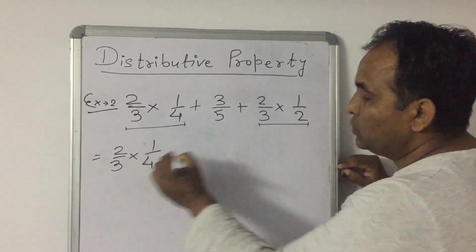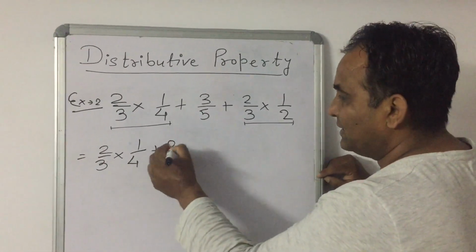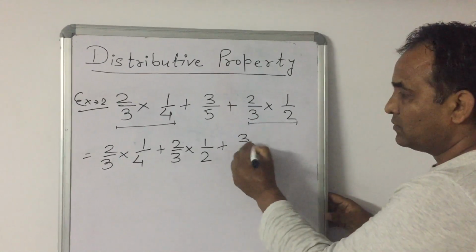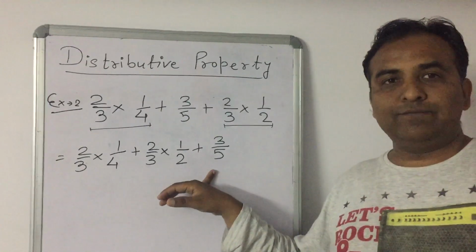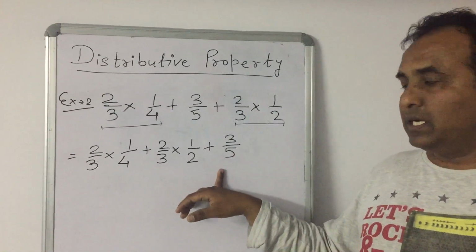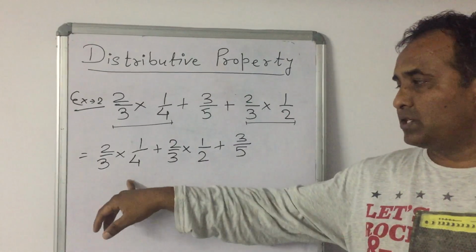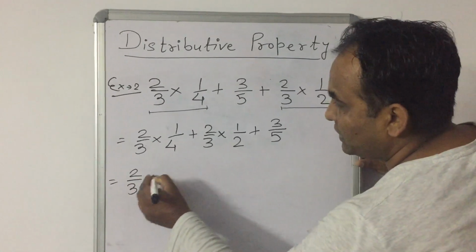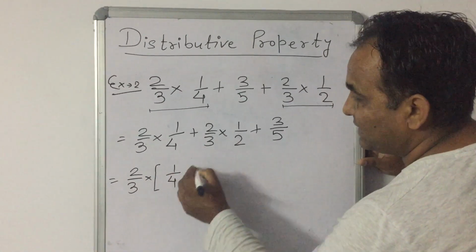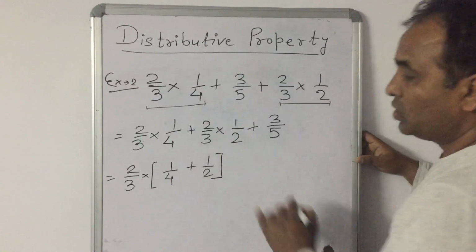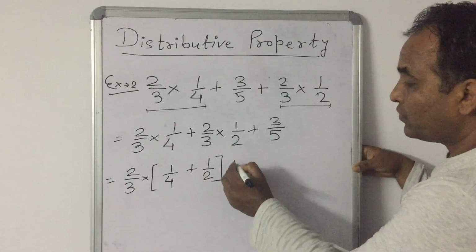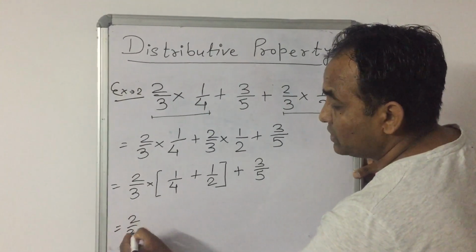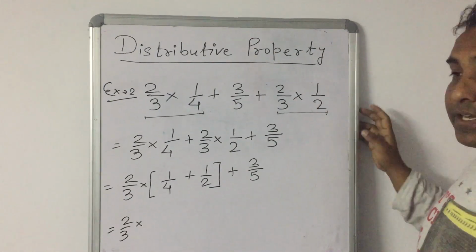First of all, let's use the commutative property and group together the terms having the common factor 2 upon 3. In this step, I have used the commutative property: a plus b plus c can be written as a plus c plus b. Now after these two terms, we can take 2 upon 3 as a common factor, and in the bracket we get 1 upon 4 plus 1 upon 2, and the term left behind.